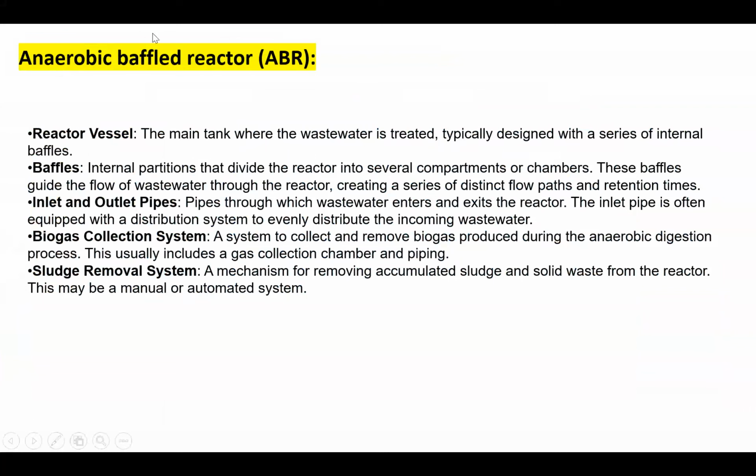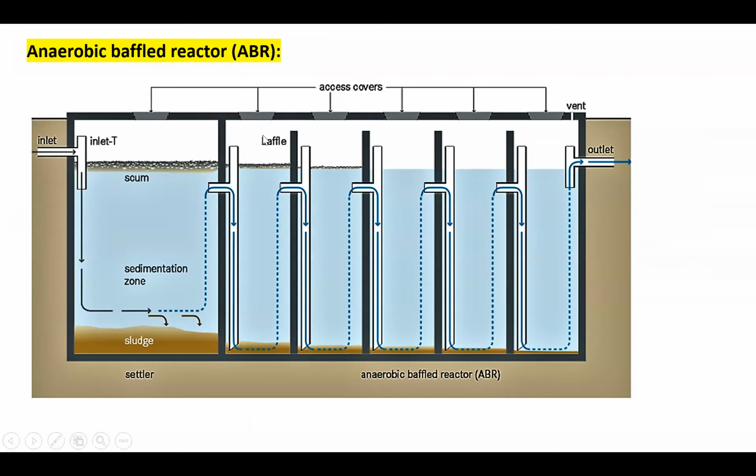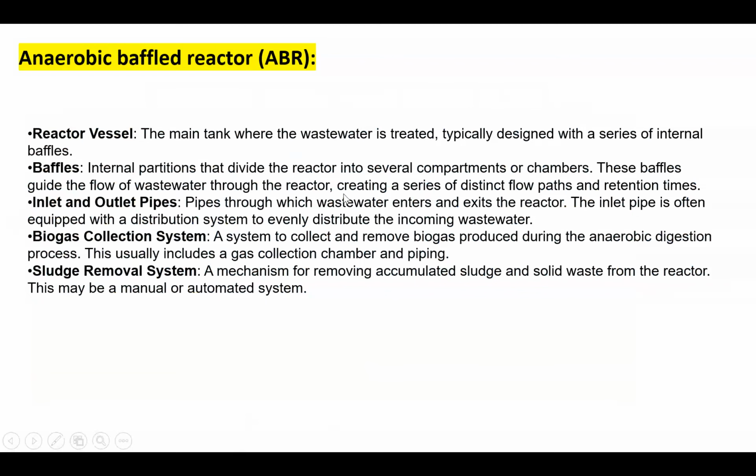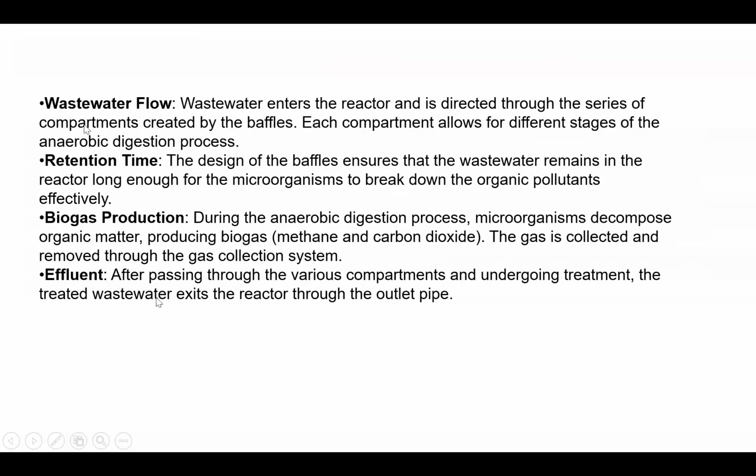Here you see a reactor vessel, the main tank where the wastewater is treated. And now you see the baffles, the internal partitions. Then inlet and outlet pipes, a biogas collection system, and a sludge removal system. The main working principle: wastewater enters the reactor and is directed through a series of compartments, which are formed by the presence of baffles. Each compartment allows for different stages of the anaerobic digestion process.